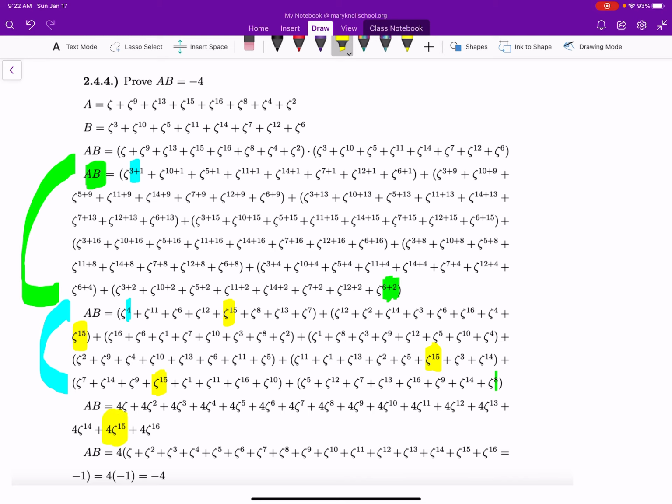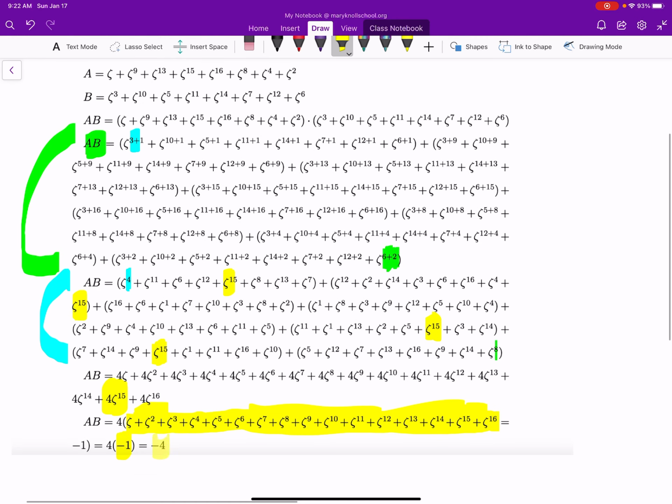Okay, so we get 4 of each. And then, so let's factor out that 4. Now we got this right here. And that goes back to what we were talking about before. S to the first plus s to the second plus s to the third, etc., all the way to s to the 16th is going to be -1. So all this here, not the 4, but all that there is going to be -1. So 4 times -1, -4.